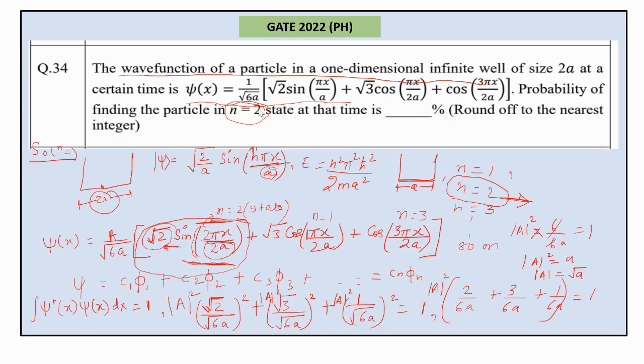I'll do the question one more time. It was given to us that the wave function of a particle in a one-dimensional infinite well of size 2a at a certain time is given. What will be the probability of finding the particle in this state? First of all, you have to normalize this wave function. Since it is not normalized, you multiply it with the factor a, and multiplying the whole wave function with that value gives a normalized wave function. Now you are asked to find the probability of this state: just square the term attached with this state.